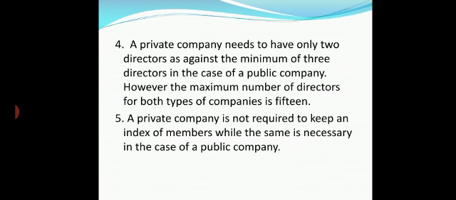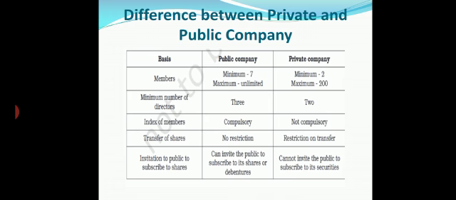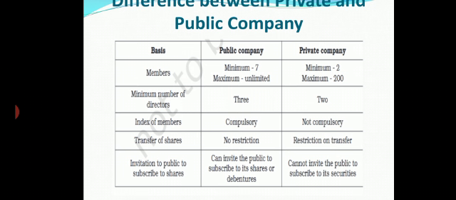And the last one is, a private company is not required to keep an index of members. Index of members is the register of members. For a public company, maintenance of the index of members is compulsory, but in case of a private company it is not. So we'll see once again the difference between private and public company. On the basis of members, minimum number of directors, index of members, transfer of shares, and invitation to the public to subscribe to shares, we can differentiate public company and private company.